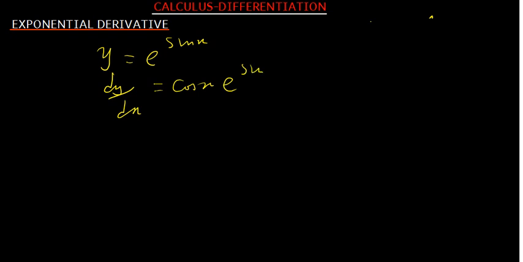Now consider y is equal to e to the power sin x. How do we find the derivative for this? Well, first differentiate the power. The derivative of sin x is cos x. And then all you do is write e to the power sin x. So that will be the answer for that one.